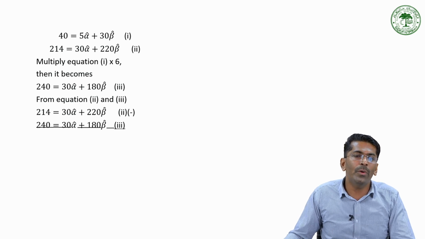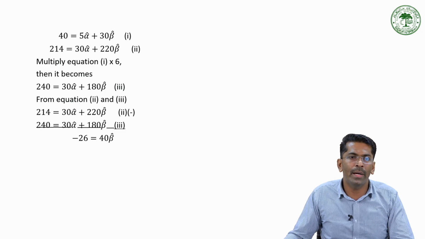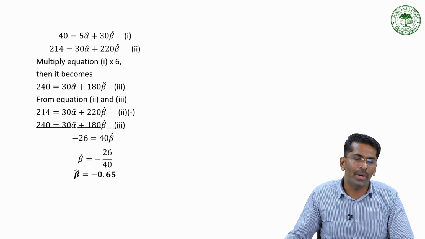Now I am going to subtract equation number 3 and equation number 2. So consider here 240 minus 214, which is equal to 26. 30 alpha hat will be cancelled out. 220 minus 180, then beta hat, which is equal to 40 beta hat. So now beta hat is equal to minus 26 divided by 40, which is equal to minus 0.65.